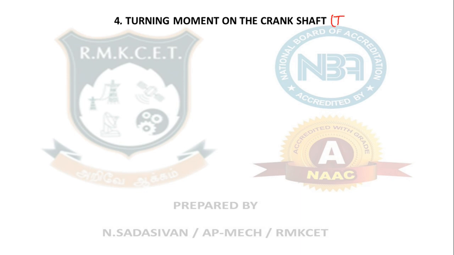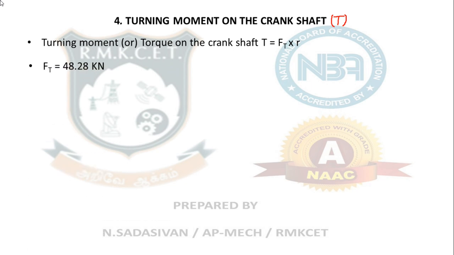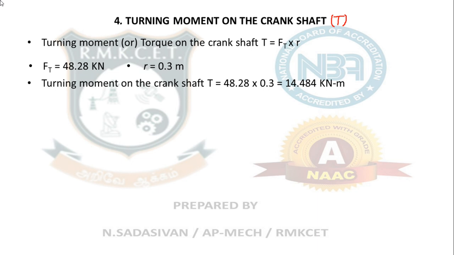Okay. Turning moment and torque are same. Both are same. Okay. So turning moment on the crankshaft T is equal to Ft into R. So since you know Ft, it's very simple to find torque. Just multiply it with the radius. Ft is 48.28. In the last slide just now you have calculated Ft is 48.28 and radius of the crank pin is 0.3. Just multiply them.